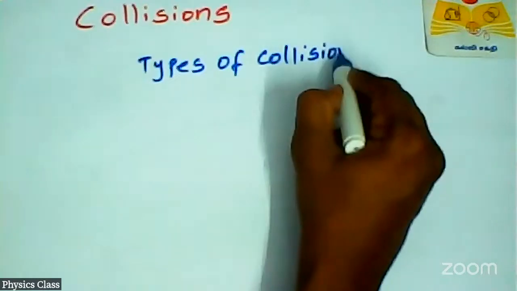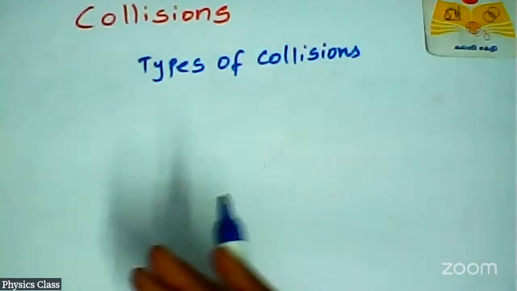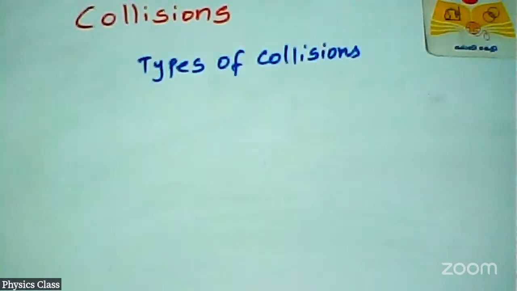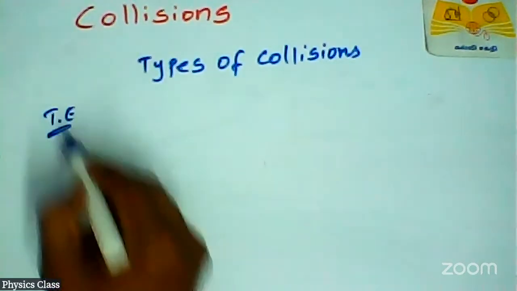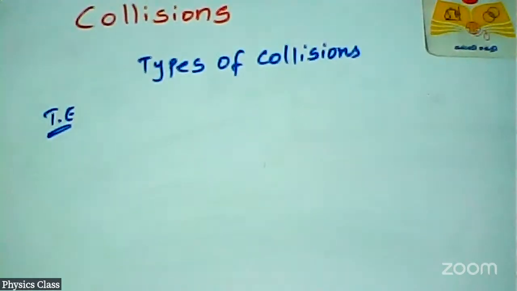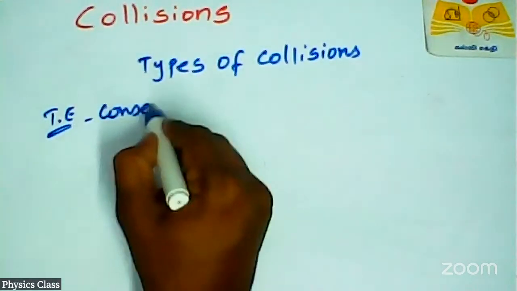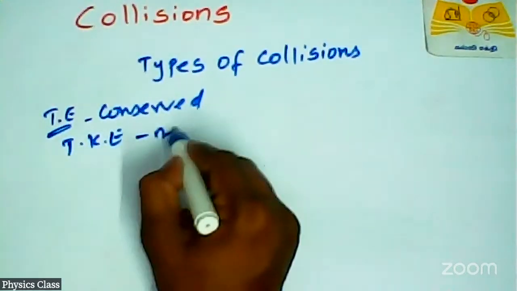Types of collisions. Okay. In all collision processes, total linear momentum is considered, and the total energy concept can also be considered. The total energy is always considered, but the total kinetic energy need not always be considered.